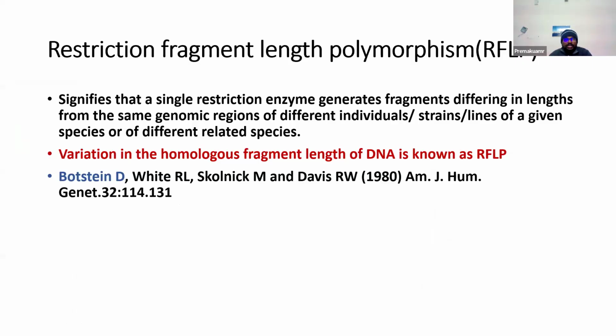While conducting that experiment, the significant achievement was done by Botstein et al. This paper was published in 1980 in a human genetics journal. I have given the reference; you can read this paper. He said that a single restriction enzyme generates fragments differing in length from the same genomic regions of different individuals, strains, or lines of a given species or different related species. Means there is a variation in the homologous fragments in the length of the DNA, known as RFLP.